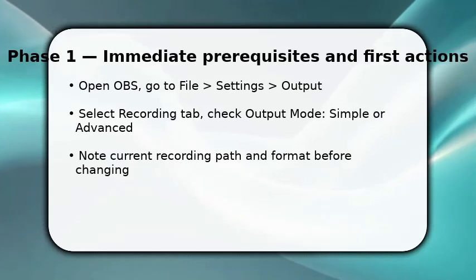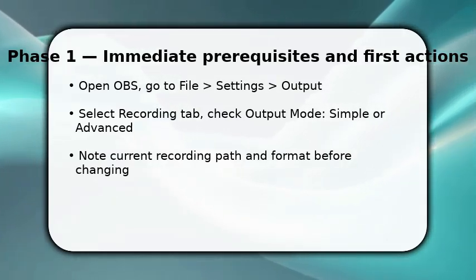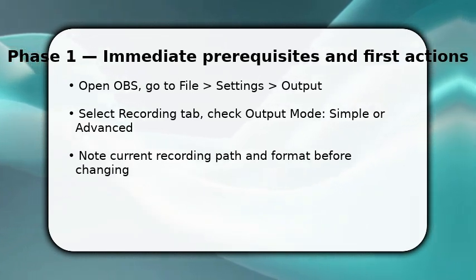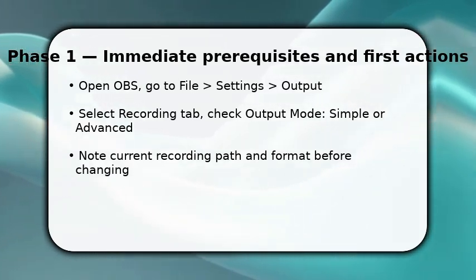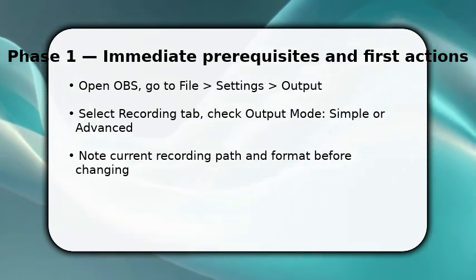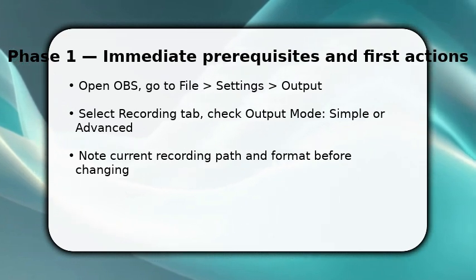You start in OBS and head straight to File, Settings, then Output. Once there, choose the Recording tab so you can change the file type. This is where OBS determines format, encoder, and path. If Output mode is set to Advanced, make sure you pick the Recording sub-tab.